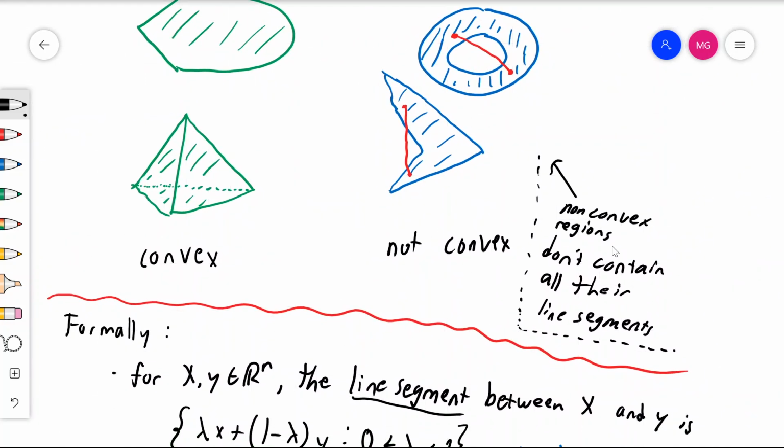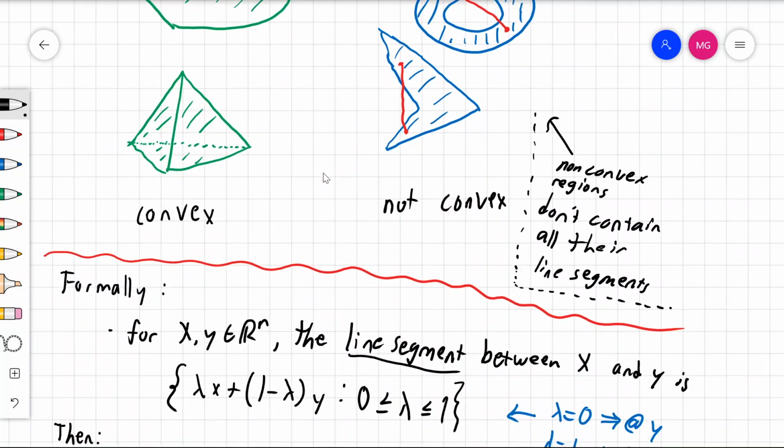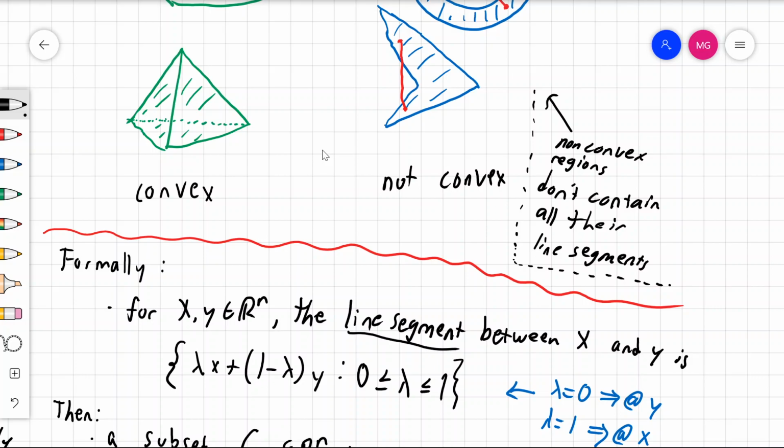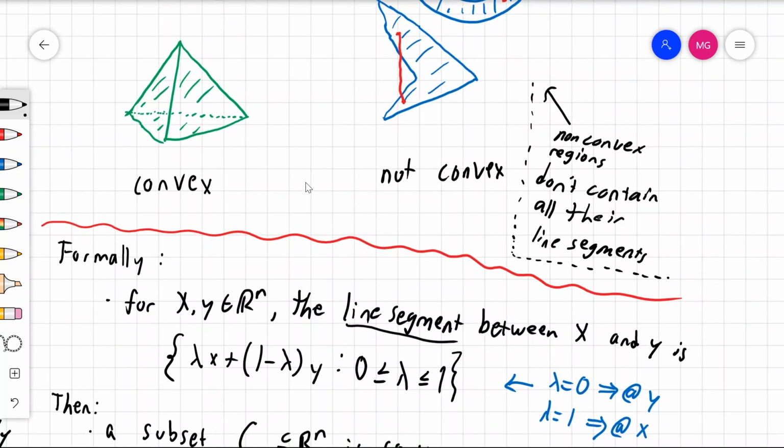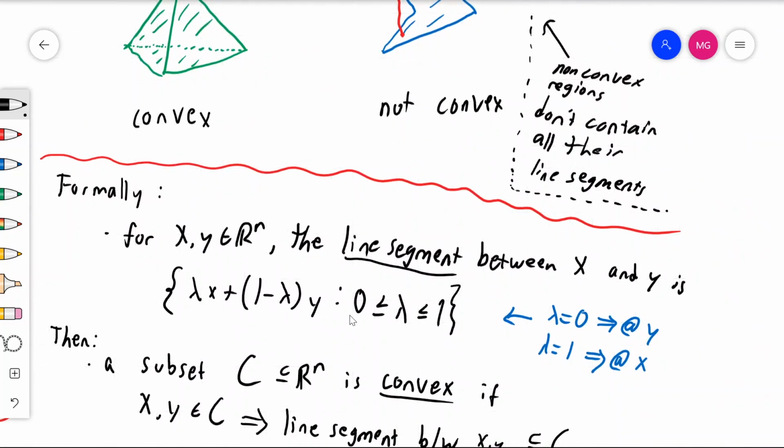So this comment over here is just addressing what we already said. In a brief way of saying things, non-convex regions don't contain all their line segments, whereas convex ones do. So let's formalize the notion of line segment for high dimensions, and then we can define convexity in terms of line segments.